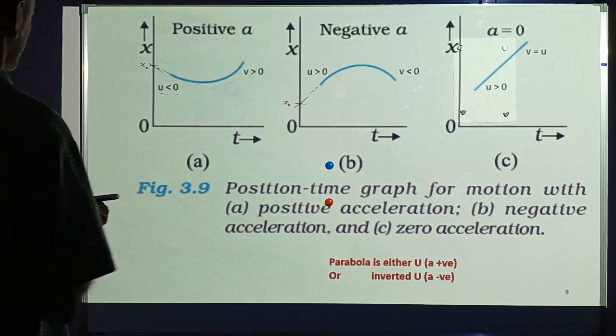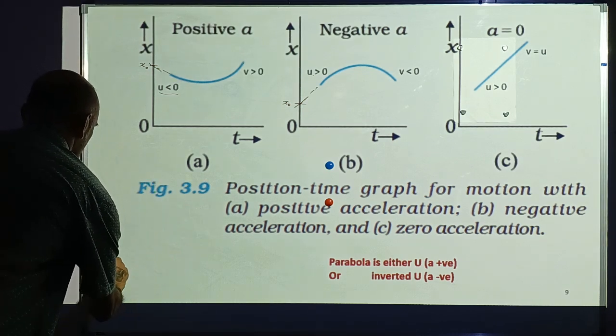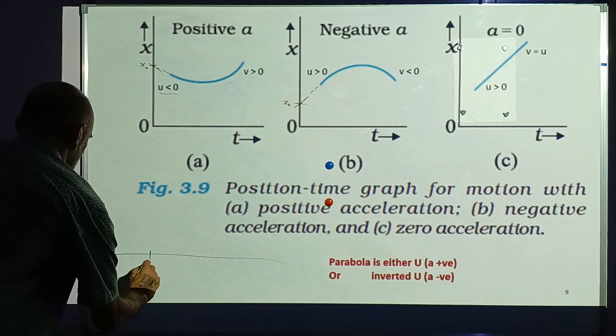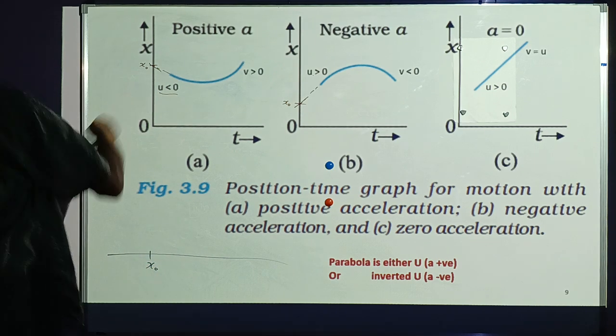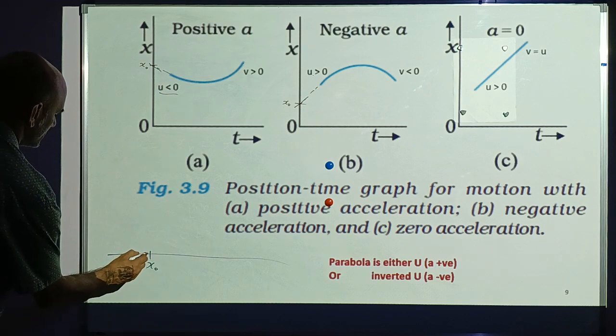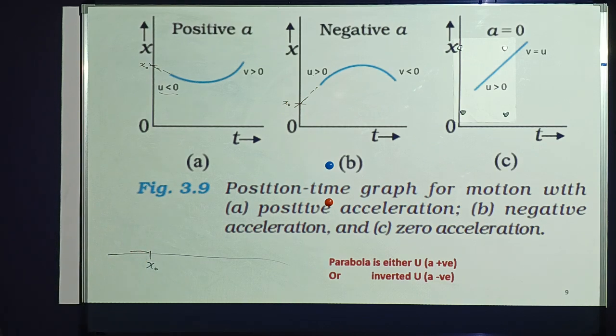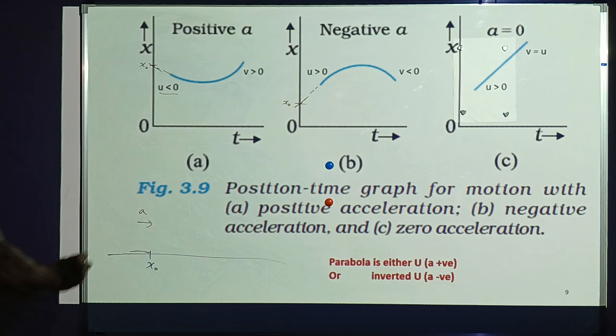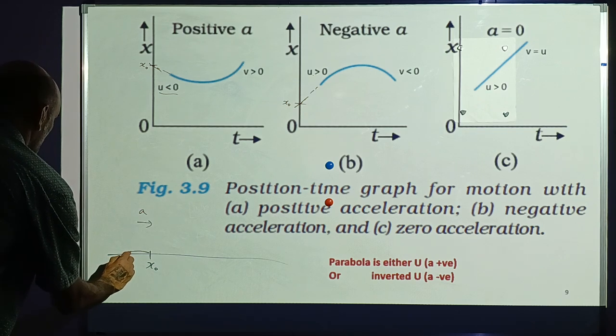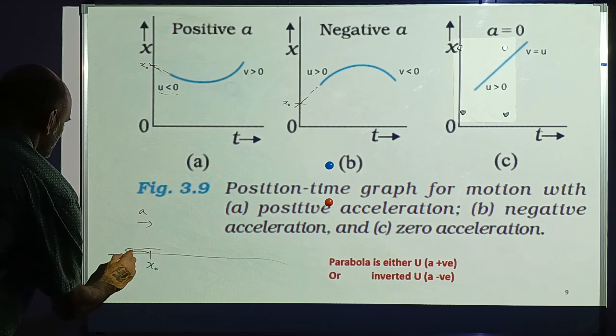It's positive v. So this is x naught. Initial velocity u is negative, so it will go like this to start with, and then a is positive. Acceleration is towards this direction, so this velocity will keep on decreasing. At some stage it becomes 0 and then returns back.